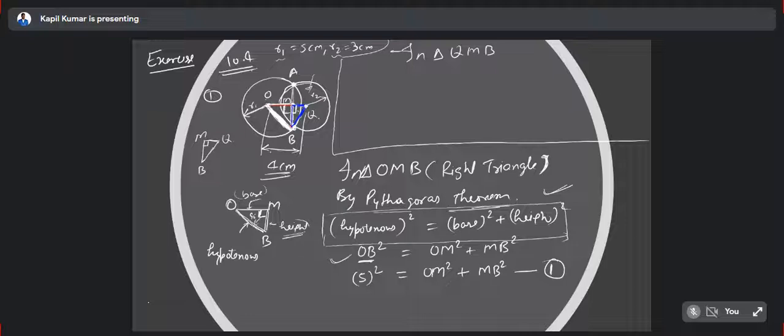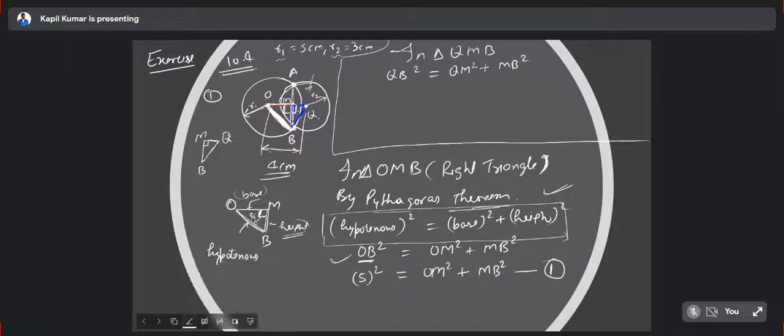Here also we can apply the Pythagoras theorem. From the Pythagoras theorem, what can we write, Ali? QB square is equal to QM square plus MB square. No need to put the comma here.